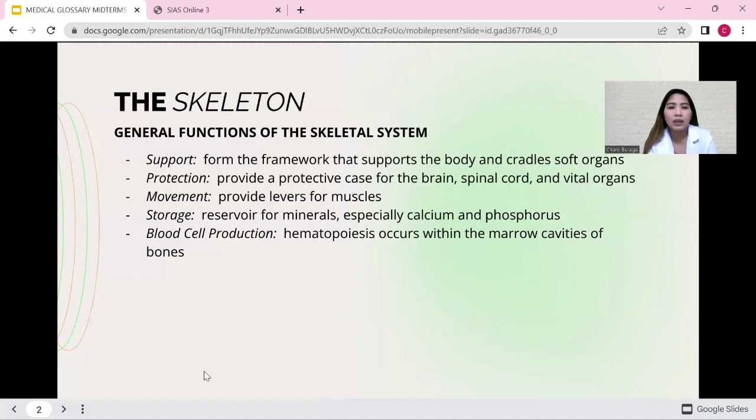Okay, storage, it is the reservoir of minerals, especially the calcium and the phosphorus. And of course, blood cell production in the manner of producing the red blood cells sa katawan, sa blood natin. Diyan nangyayari yung hematopoiesis within sa bone marrow cavities ng bones.